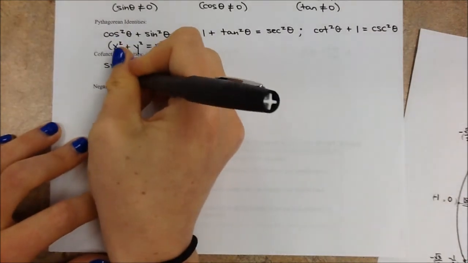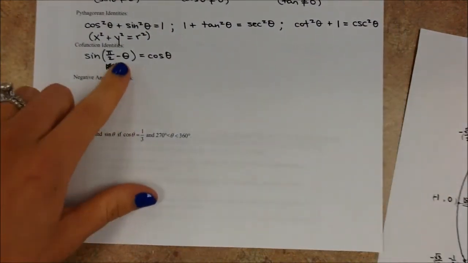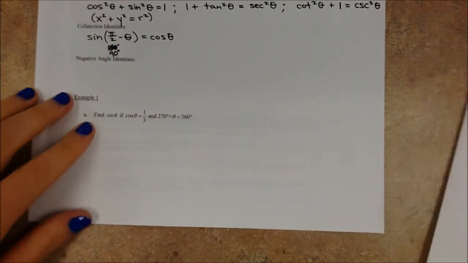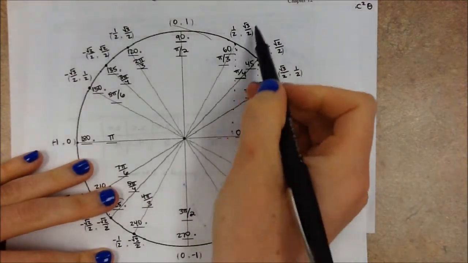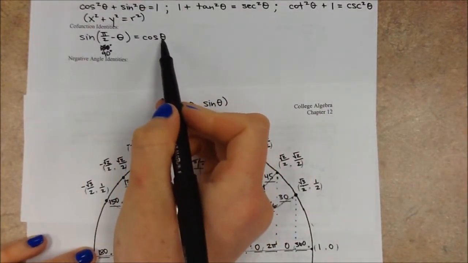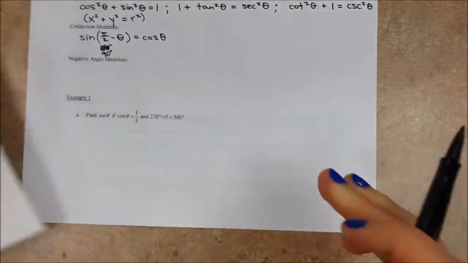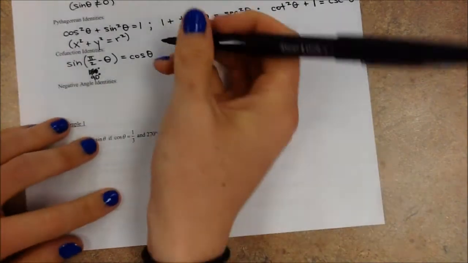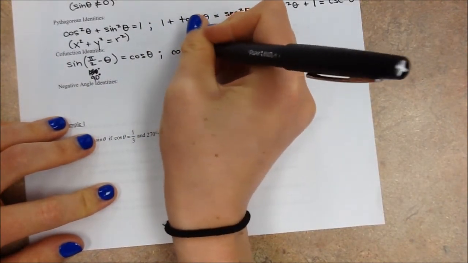I'm sorry, not 180. Pi over 2 is 90 degrees. Okay, so let's say we choose theta as 30. Sine of 90 minus 30 would be the sine of 60, and the sine of 60 is root 3 over 2. This identity says it's the same as the cosine of 30, and the cosine of 30 is root 3 over 2. Okay, so if we test these other ones, we also have basically the same one, but you switch.